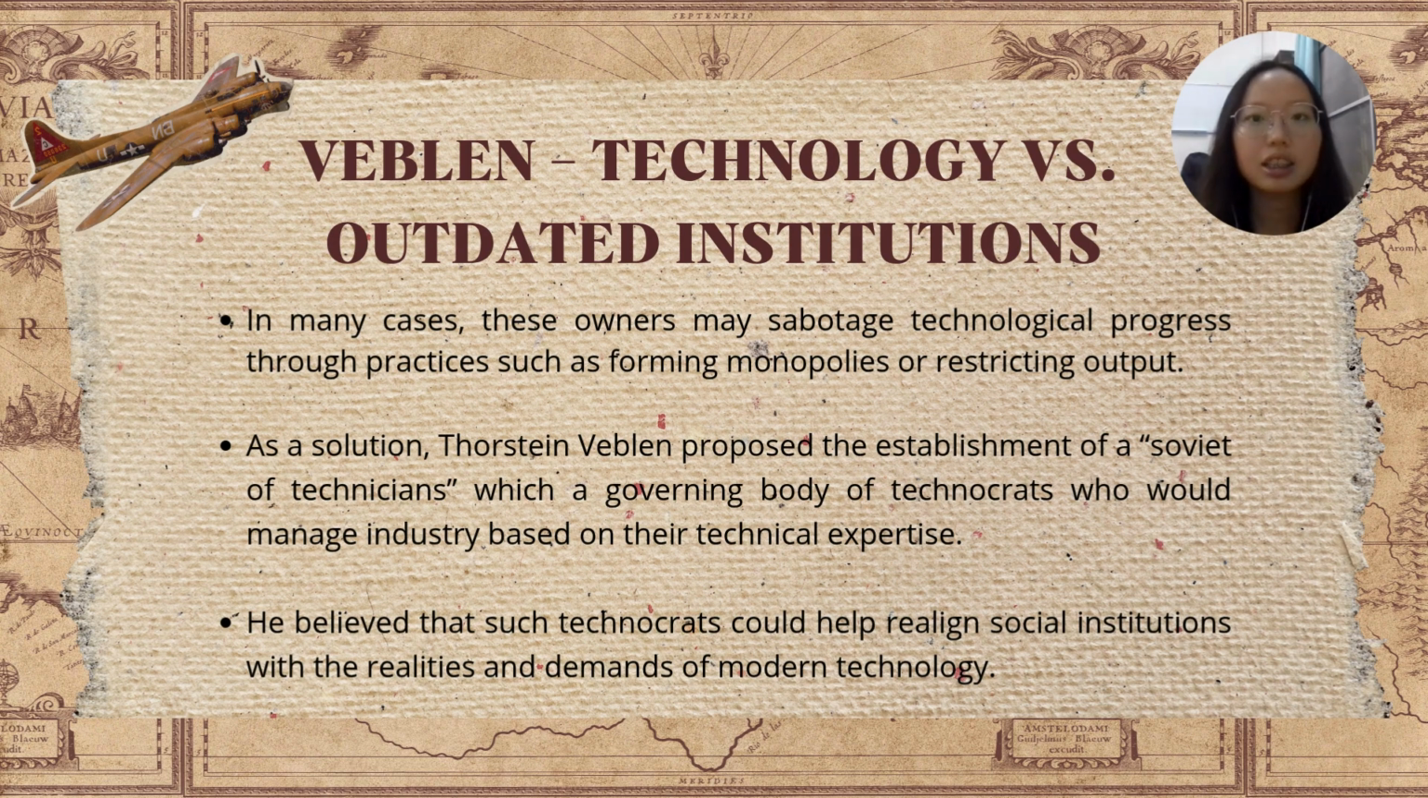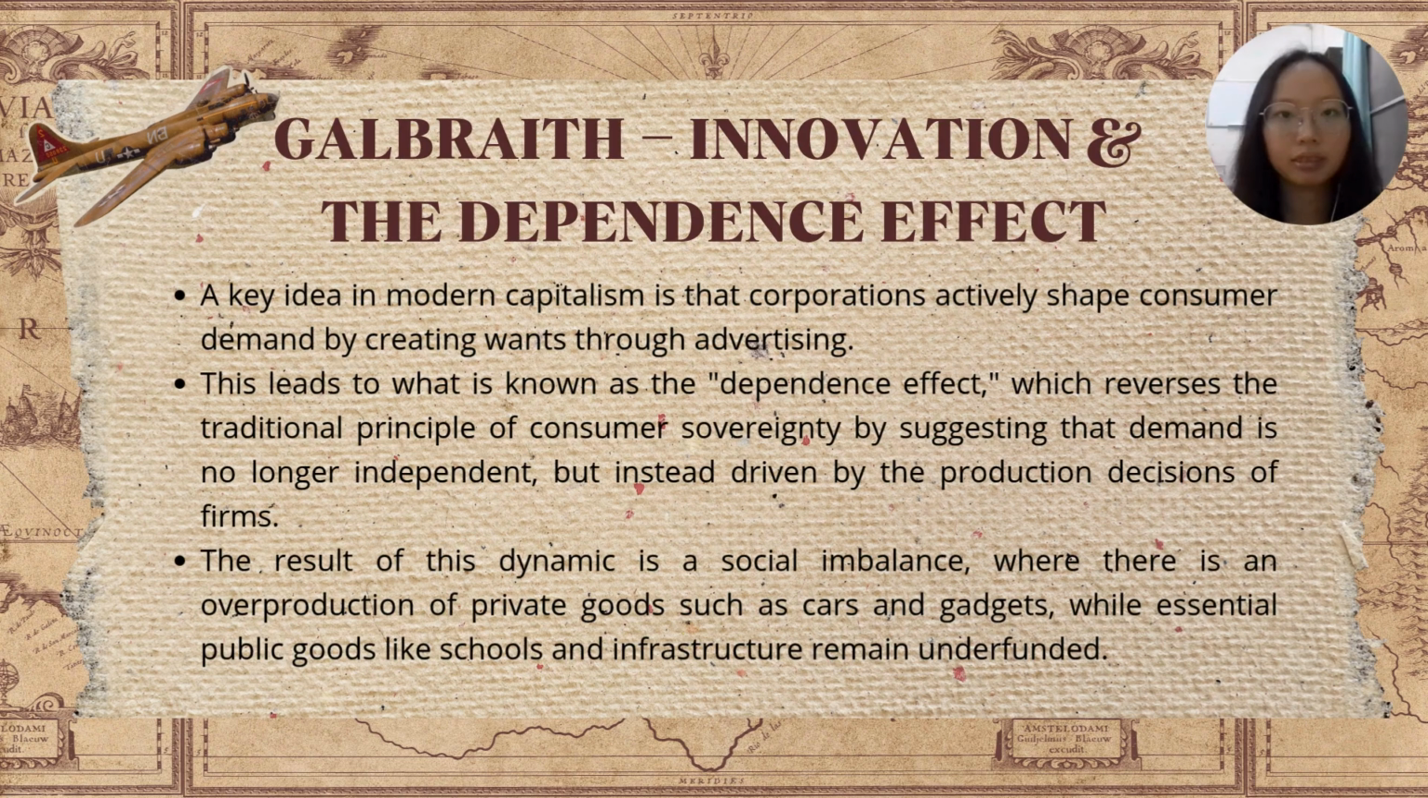Veblen envisions that such a shift in governance would finally bring institutions in line with the realities of modern technology and allow society to fully benefit from its industrial capabilities. Although he recognized the practical challenge of transformation, Veblen believed it was essential for overcoming the stagnation and waste inherent in the capitalist system. Now I'll move on to the Galbraith innovations and the dependence effect.